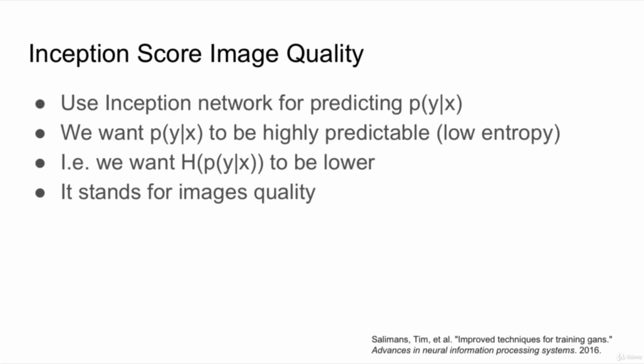The first measure of quality is inception score. Firstly, we use Inception network for predicting the distribution P of y given x. This is an output of the last softmax layer of the Inception network. We want this distribution to be highly predictable. In other words, we want it to be concentrated in one point. It means that we want the entropy of this distribution to be lower, and this stands for the quality of an image. The more concentrated is our image, the more confident is the network in the prediction, which is good in terms of the image quality.